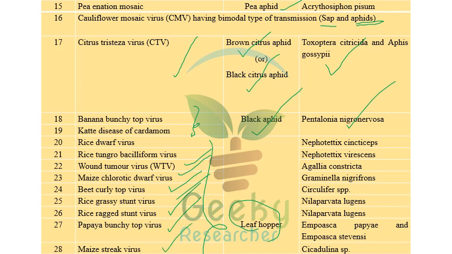These all are transmitted by leaf hoppers. Banana bunchy top is transmitted by black aphid, but papaya bunchy top is actually not a virus, it's a mycoplasma like organism. Okay, fastidious vascular bacteria, sorry, that is FVB. It is transmitted by leaf hopper, that is Empoasca papayae and Empoasca stevensi. I think I have mentioned this in general plant pathology itself. So all the viruses that I have mentioned here are transmitted by leaf hoppers.